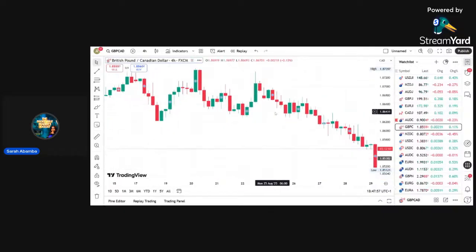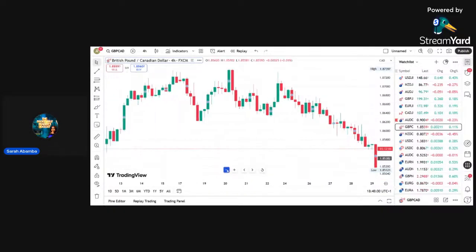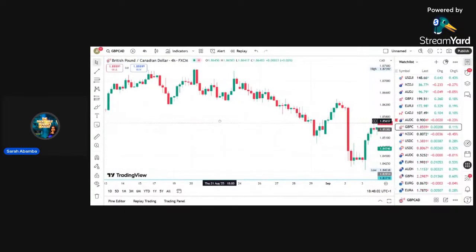This trade actually did well, it did very well. So I'm going to calculate just the first drop.